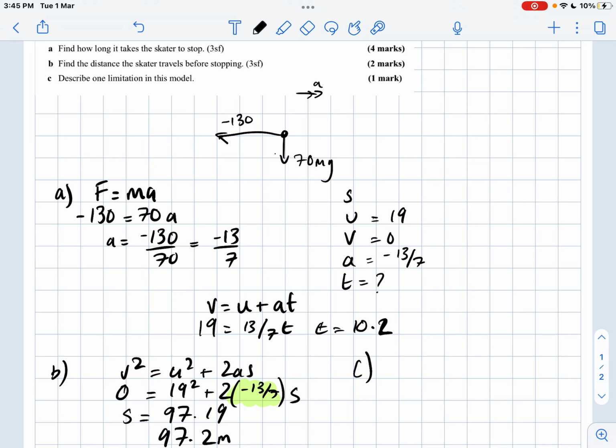For C, one limitation of the model, and there were lots of different answers. One of the limitations was the skater has been modelled as a particle, and we know that this is not true, so there'd be other factors including rotational forces that would affect the model. So particle, we can talk about rotation or forces.